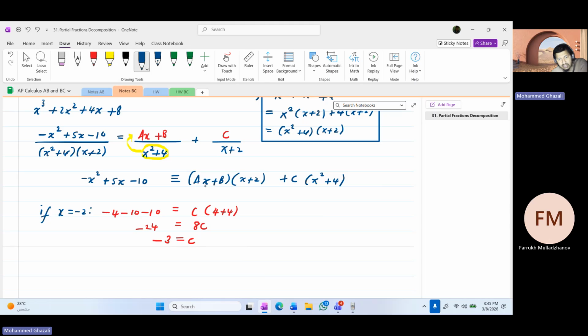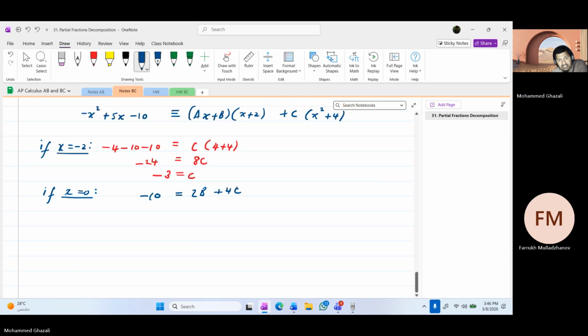Now, what are the different values we can choose for a and b? You can choose any other value because you have already exhausted your factors now. You used negative 2, and a, b fell out. So choose easier numbers. If x is equal to 0, then a falls out, right? So you got negative 10 is equal to, that is 0. So you're left with b times 2. See, this is 0 and that is 0. So 2 times b is 2b. And plus 4c. Great, because now we have a value of c and now we can solve for b. So negative 10 is equal to 2b. 4 times negative 3 is negative 12. Negative 12 goes over.